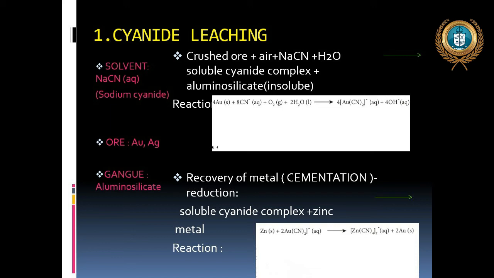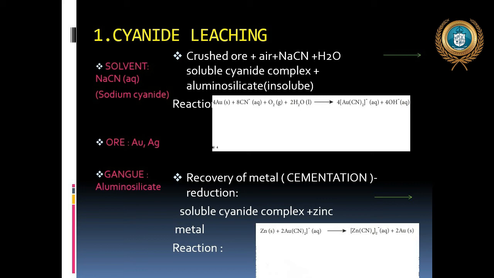And then the next process. In the first process we got a soluble cyanide complex. In the second process, the recovery of metal, which means cementation. So in the first process we are getting a complex. In the second process we have to recover the metal from the complex. That process is known as cementation by the method of reduction.